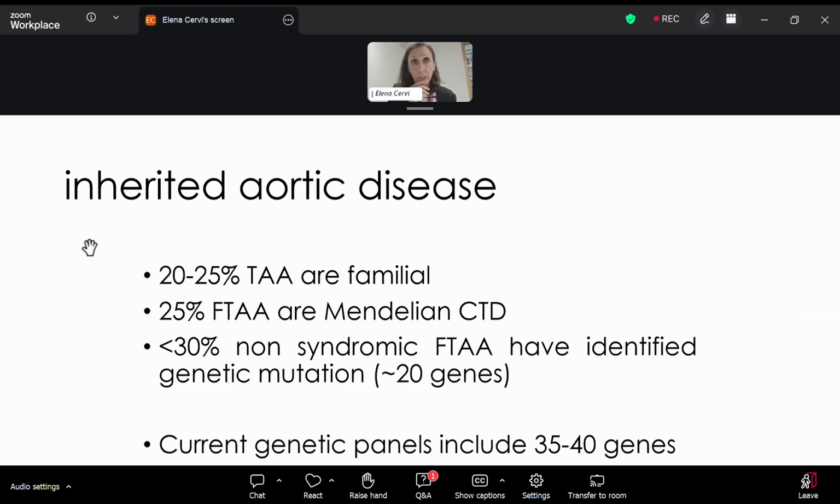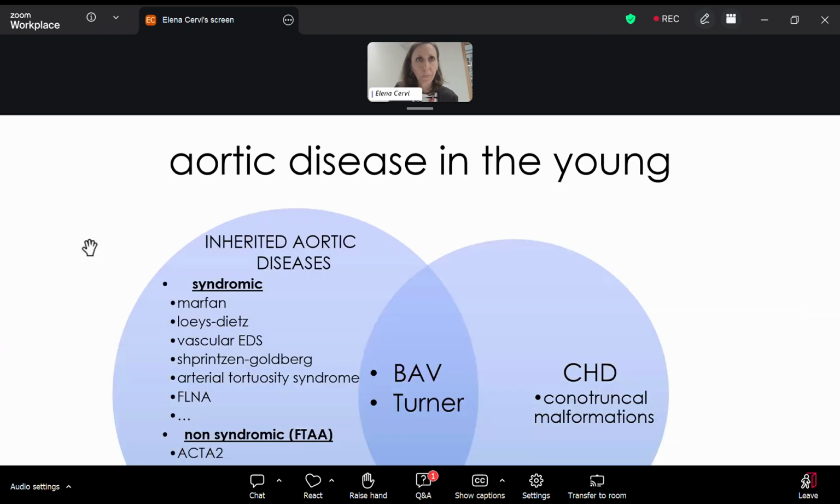When we look at inherited aortic diseases in general, we recognize that 20 to 25% are familial, so they run in families. Of those, 25% have a recognized Mendelian pattern of inheritance, but only probably around 30%, especially the non-syndromic presentation, have an identified gene mutation, and the current genetic panels in Europe at least will probably include 35 to 40 genes.